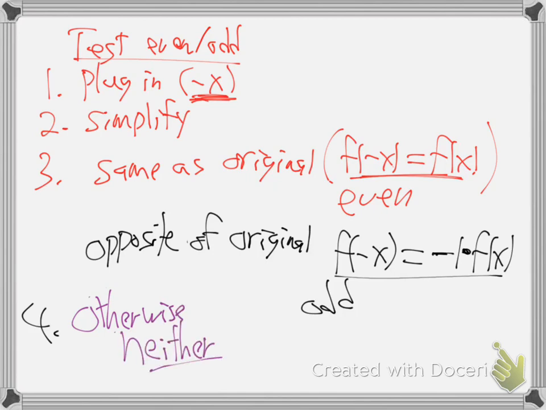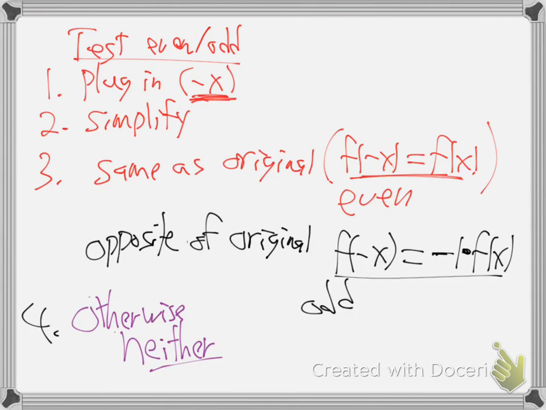So there's the test. You plug in negative x, simplify, and you see, does it come out the same as the original? Are they equal? Well, that's even. Is it the opposite? Now, what I mean by opposite is negative 1 times the original, f of x. Is the plug-in negative 1 times the original? If so, that's odd, because it's just down instead of up. Otherwise, it's neither.